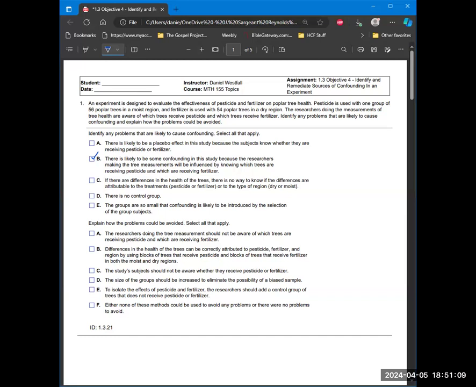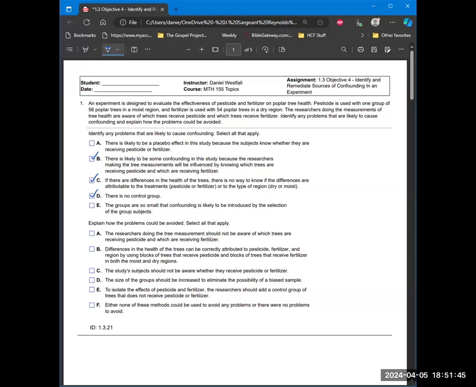If there are differences in the health of the trees, there's no way to know if the differences are attributable to the treatments, the pesticide or fertilizer, or the type of region, dry or moist, because all of the trees in the moist region received the pesticide and all of the ones in the dry region received the fertilizer. So there would be some confounding there. I already mentioned D, that there's no control group, and that could be a problem.